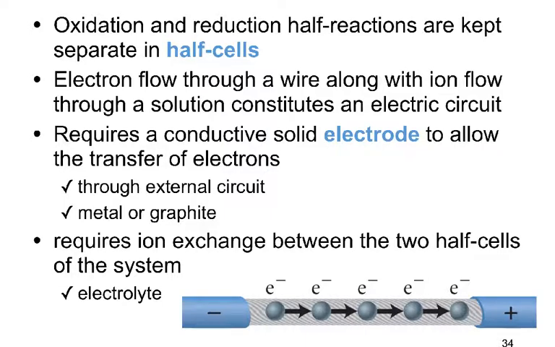And in order for the reaction to happen, you need ion exchange between the two half cells. You can't just build up negative charge in half of it.